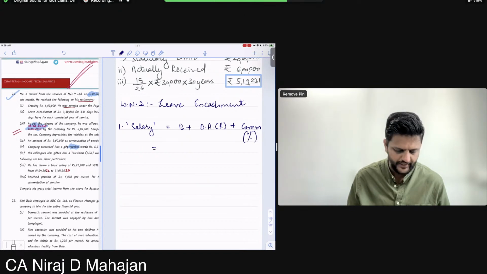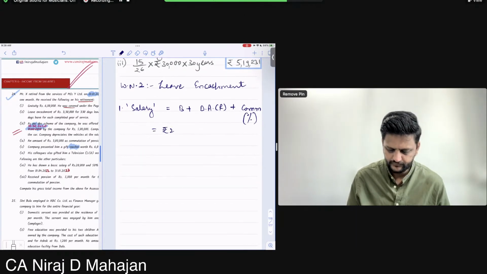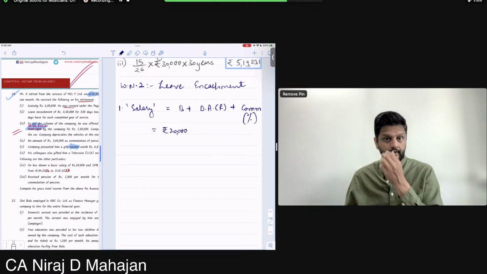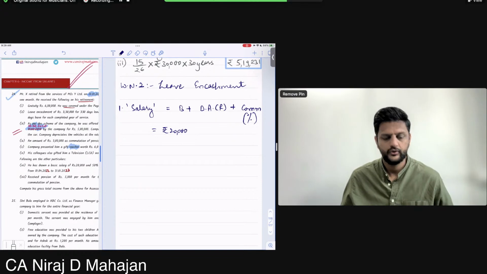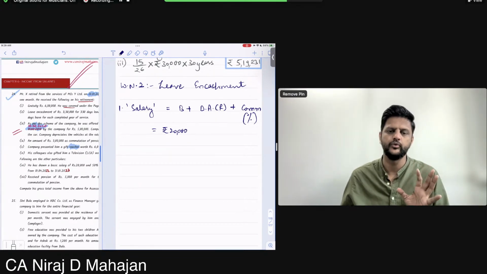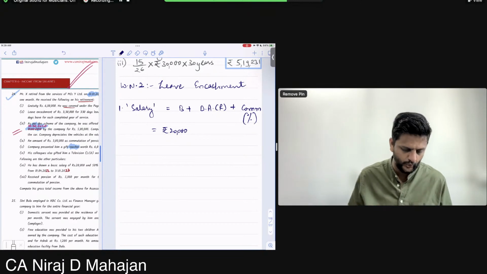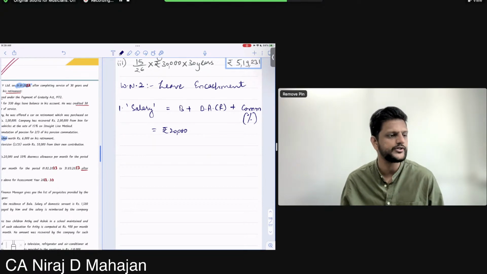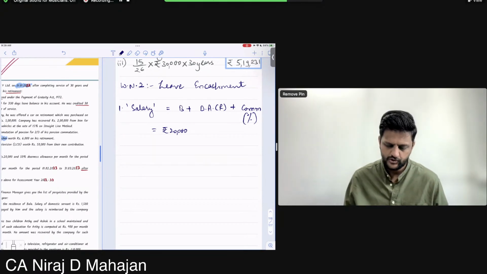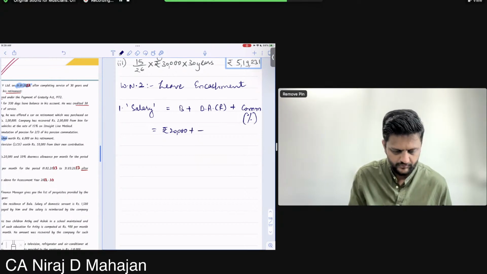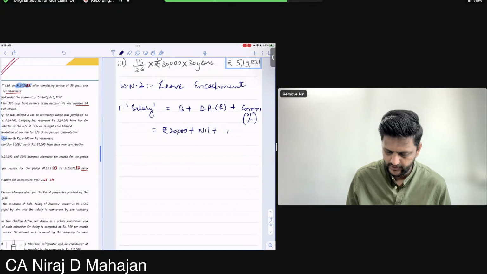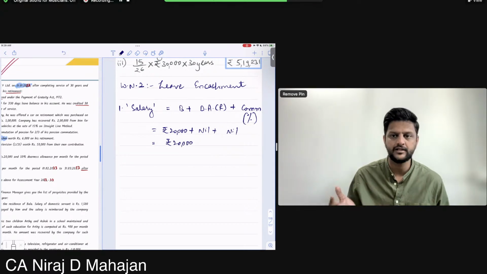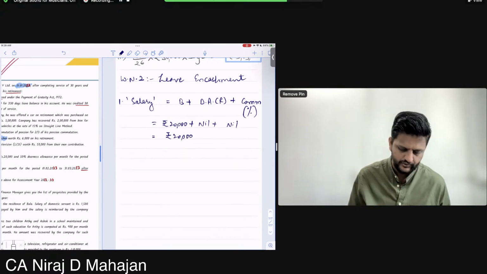How much is the basic? 20,000. Okay. Have they given you that DA forms part of retirement? No. So don't assume it to be forming part of retirement. They should clearly give you that it forms part of retirement. They just said DA is 50%, but they have not given that it forms part of retirement. So don't assume it. Clear till here? I'm just writing here for your understanding: nil plus nil. So rupees 20,000. Again, there is no change in the last 10 months salary. Therefore, average salary is coming to 20,000.